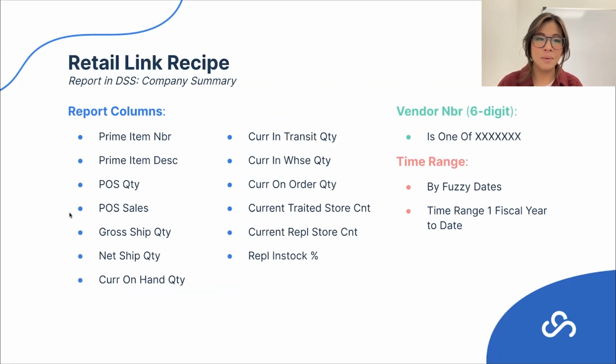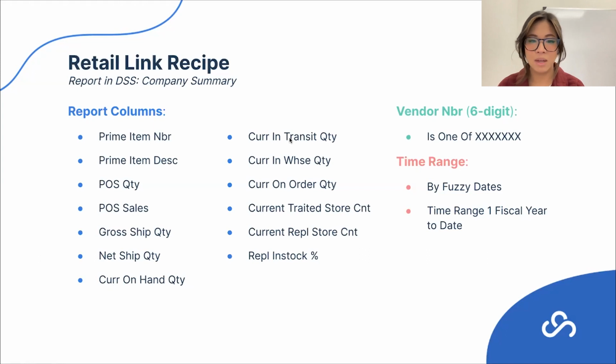But this is an example of the columns that we would recommend pulling. So you'll get item information, you'll get POS. So this is your actual sales quantity and sales. So how DSS looks at it, POS quantity is your actual units sold and POS sales is your dollars sold. You're going to get ship information. So how much did you ship to Walmart? It's good to know your ship versus sales, so you understand what is your sell through. So proportionally speaking, are you selling? What rate are you selling at?